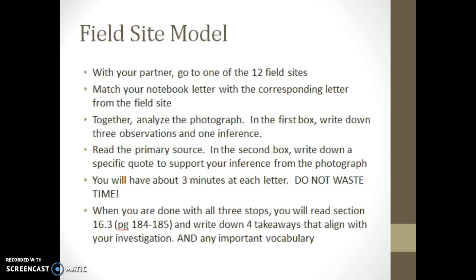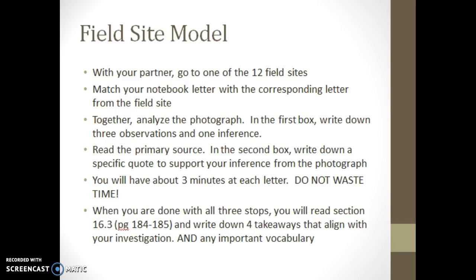What you're going to do, if you were in class, you did this with a partner, but since you're not, you're going to do it on your own. You're going to look at the field sites, and you're going to take a look at the photograph that goes with it first. You're going to use your skills to analyze the photograph. Remember, back at the beginning of the year, we divided those pictures up into quadrants, and we worked our way around looking for detail. I'm asking you in your notebook to write down 3 observations and an inference.